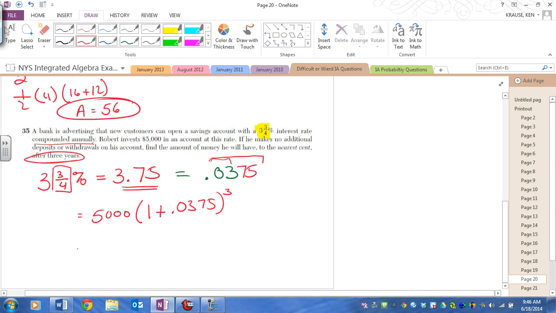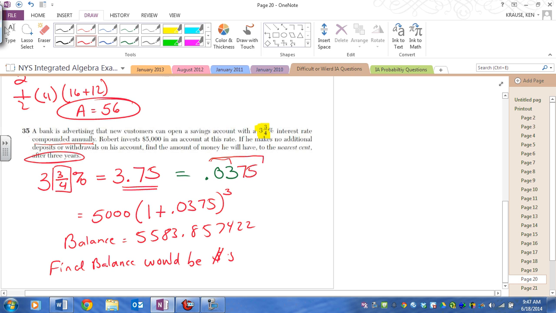I get, my total is, what is this income? And balance to be $5,583.857422. So final balance would be $5,583.86. So just need a cent. Alright, that was done.